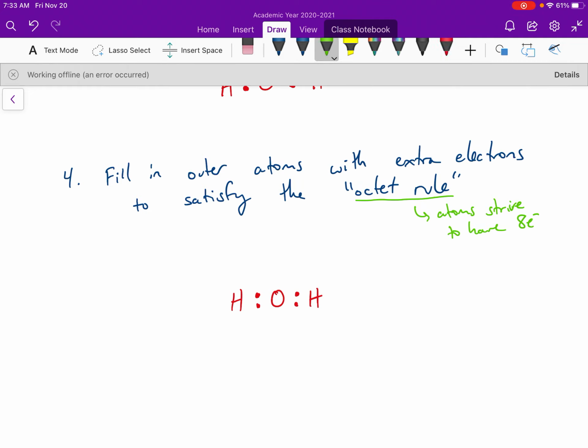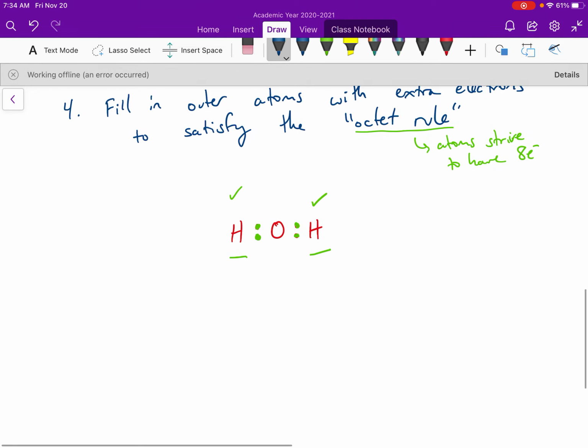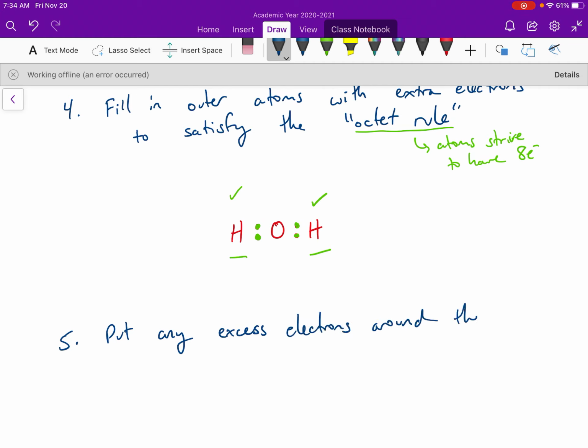Let's look at hydrogen. This hydrogen is already full because it thinks it has 2 already, because these are being shared. So this hydrogen is good. Now we'll go to this hydrogen over here: 1, 2. This hydrogen is good. So we don't need to do anything else for this step. If they were not full and I had more electrons, I would add them. Okay, last step. Put any excess electrons around the central atom.